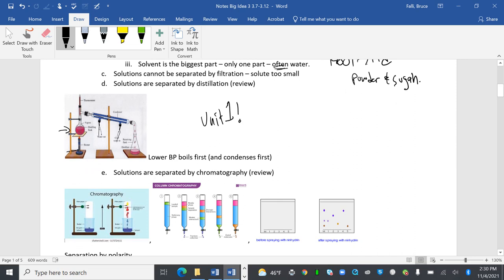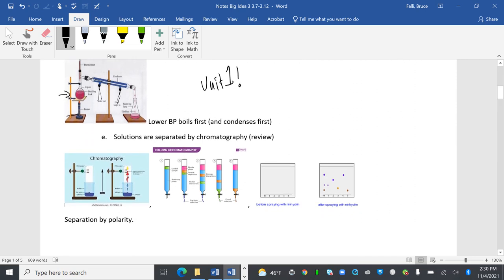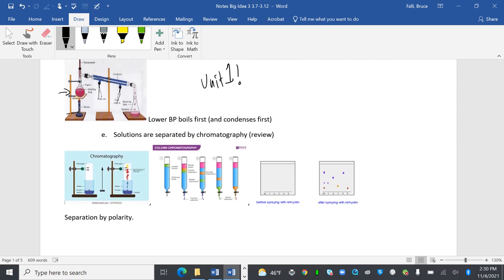Solutions are separated by chromatography. This is also review. So there's paper chromatography. Remember, I have the dot, and it travels up, and you divide by the leading line. There's also column chromatography, right? So you've got your very polar stuff in here. You throw some steel wool in there and it separates by how much it will bind to the polar substrate. And then we have TLC, thin layer chromatography.